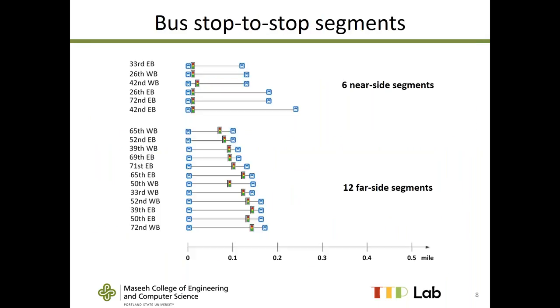So this gives an idea about the distance between bus stops, and you can see that in this corridor the median distance was approximately 0.13 miles.